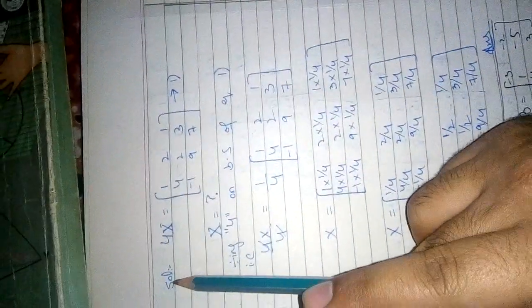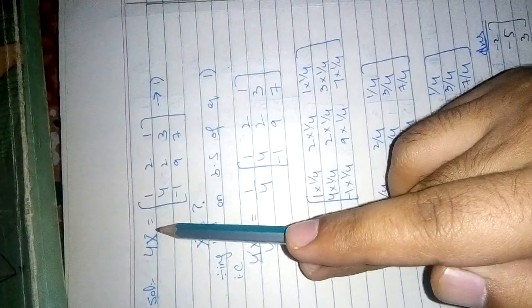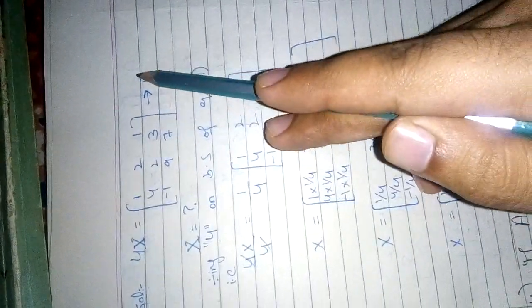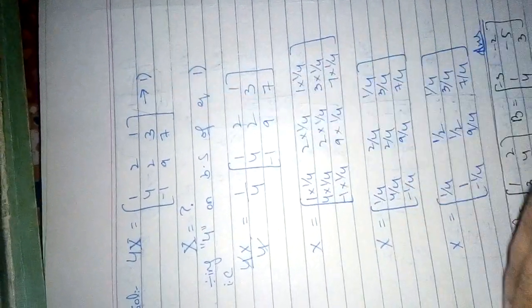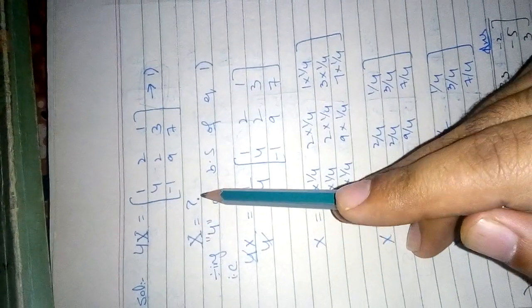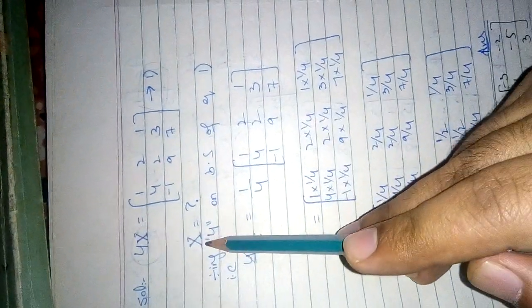So first of all, we'll write the solution. The given matrix is 4X. We have to write down this, and we name this matrix as equation number 1. Now what we have to find? We have to find out X. So here we have 4X. We have to find out X.